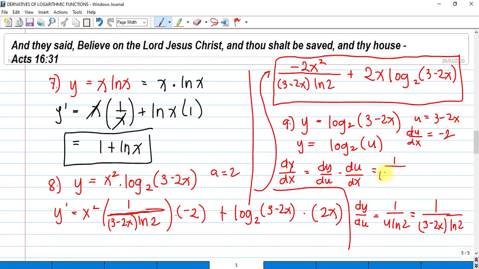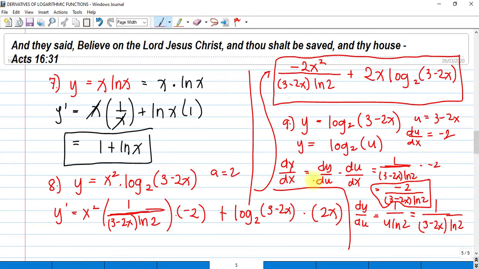So if we plug into this formula of chain rule, dy over dx, we have 1 over 3 minus 2x times ln of 2 multiplied by d over dx, negative 2. So we have the answer as negative 2 over 3 minus 2x ln of 2. It happens that we have an x squared here because this is a product rule. But in this example, the answer would be negative 2 over 3 minus 2x times ln of 2. So this should be our answer for this problem.